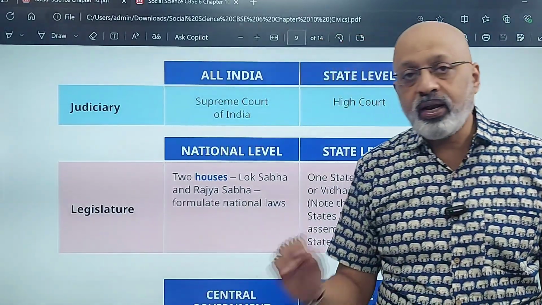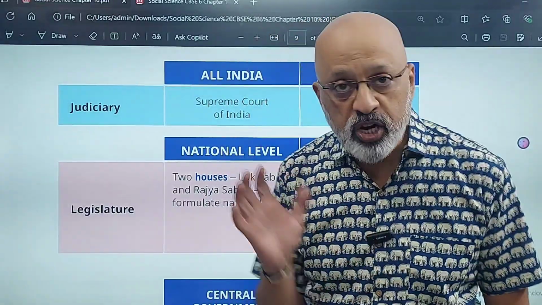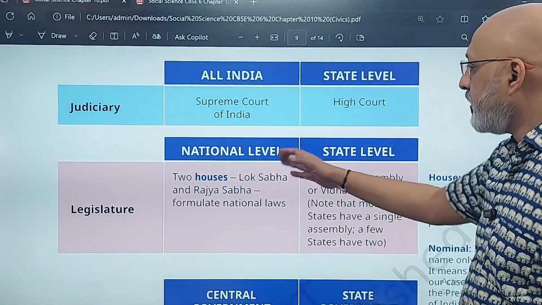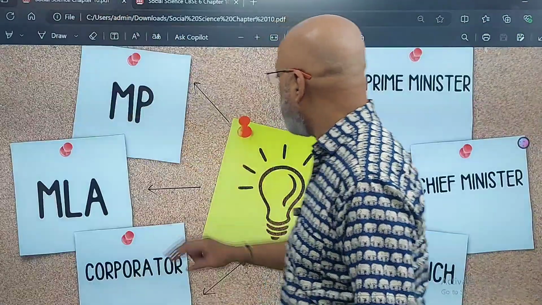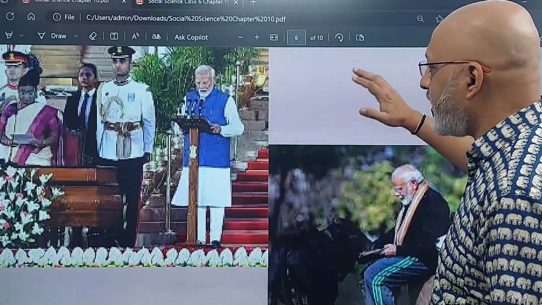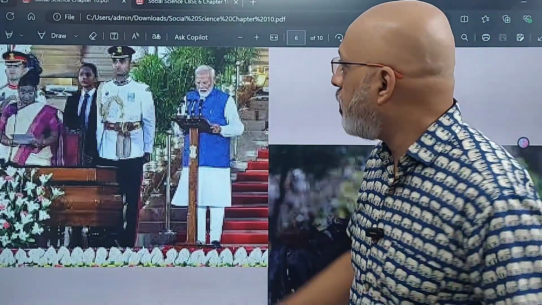There will be a Telangana High Court, there will be a Madras High Court, there will be a Bombay High Court, there will be a Gujarat High Court. So there are high courts in different states of India. National level, उससे पहले यहाँ पे मैं आपको ये दिखाता हूँ. Now you see, you have a system where you have the president who is known as the nominal head.